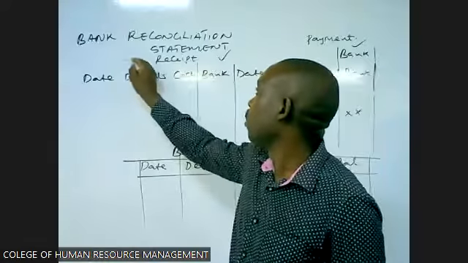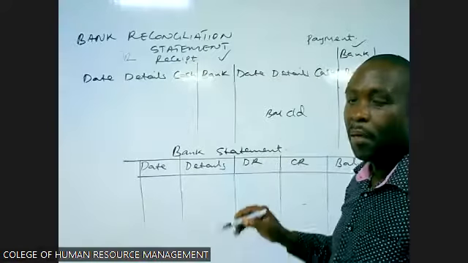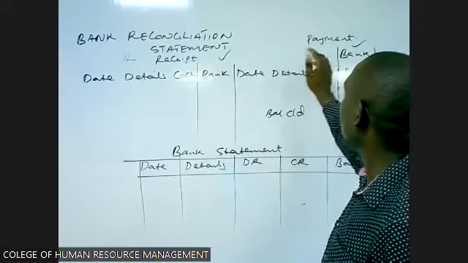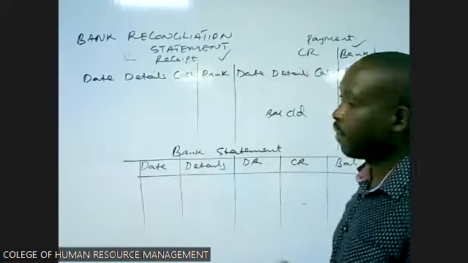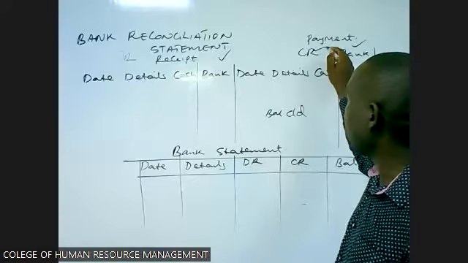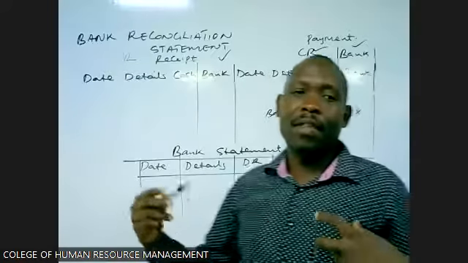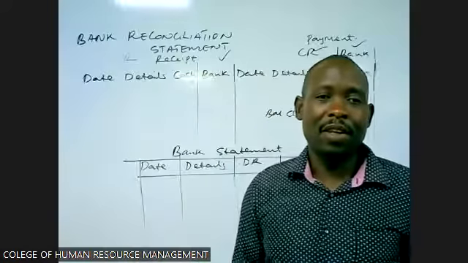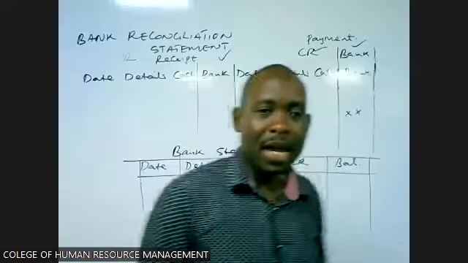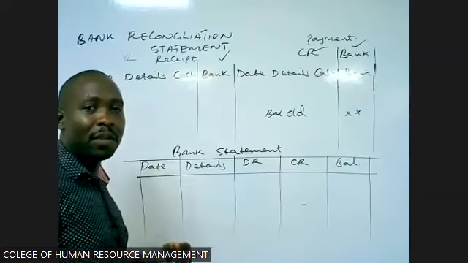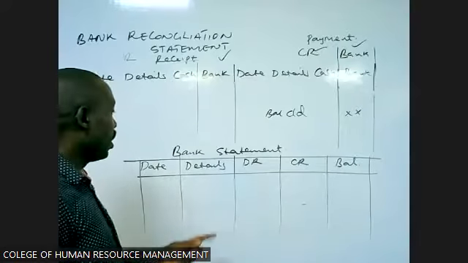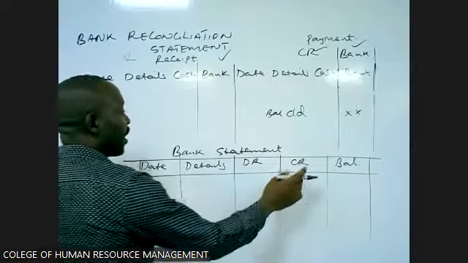We normally record it on this side, we call the BR. But when we pay, we record it on this side where we call the CR. This means payment in the cash book, but the opposite happens in the bank. In the bank, anytime money is deposited into your account, it is going to be on the credit side.